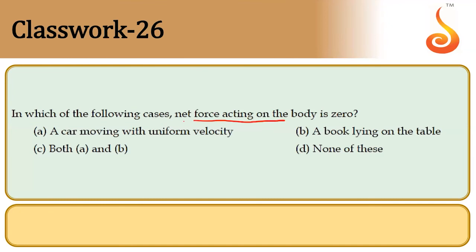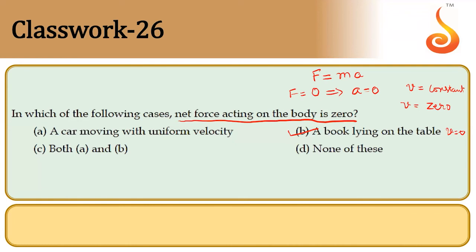See, net force acting on the body is 0 means F is equal to ma. So if F is equal to 0, it implies a is equal to 0. That means velocity is constant or velocity is 0. Both are possible. So in this case, velocity is 0, right? Book lying on the table, which generally happens. Most of the time, the book will be lying on the table until and unless there is an exam, right? Following Newton's first law.